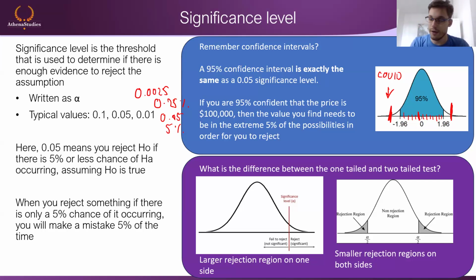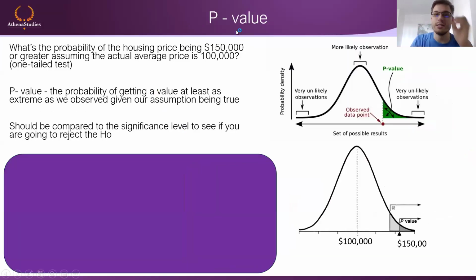So actually you want to reject H0 in most cases. Yeah. Okay. Let's see here.